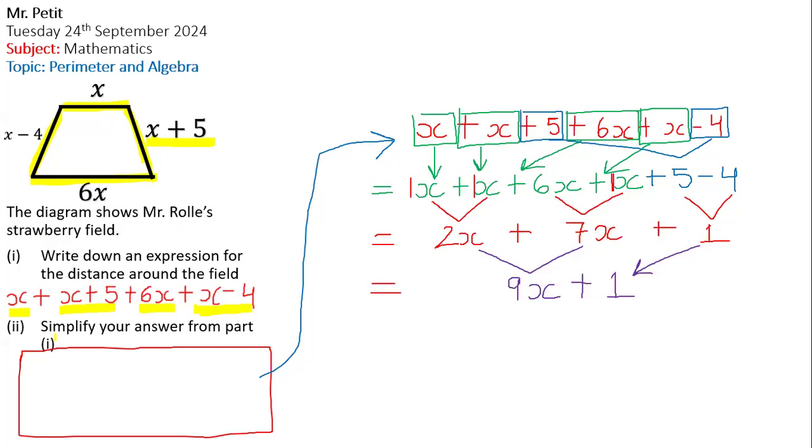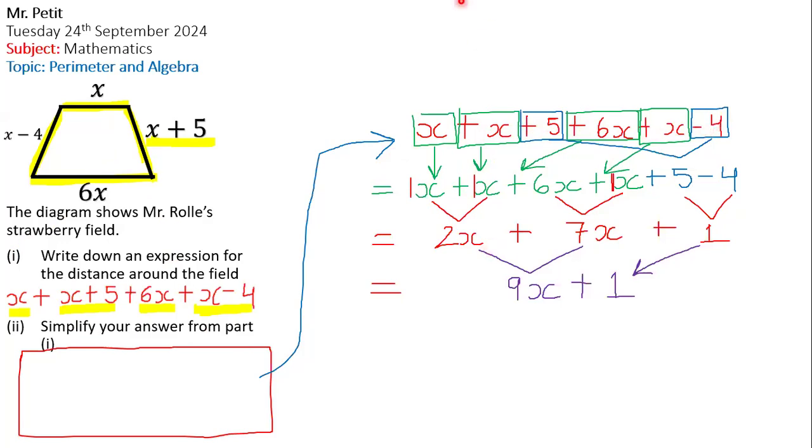Now when it says simplify, that's what we do on the second part. We have to break it down and simplify it. So Nateo, this part is the answer to the second part. What we have here is X plus 5, 6X, and X minus 4. What we do first is add up all of our X's.